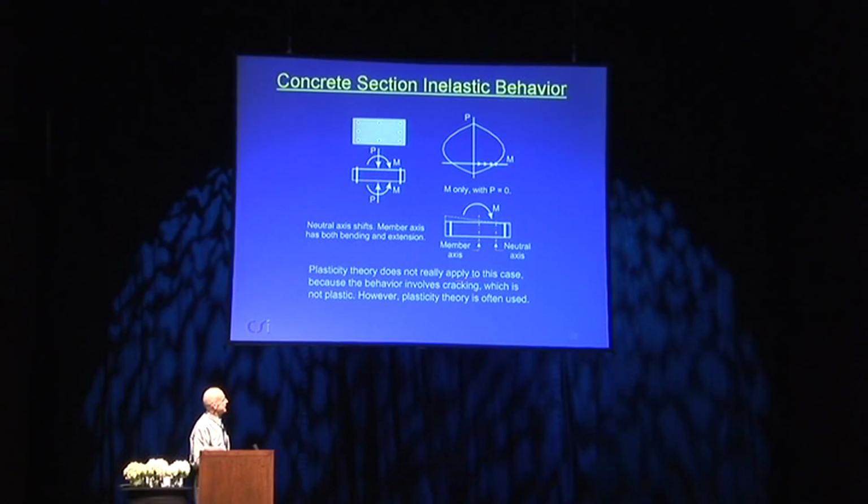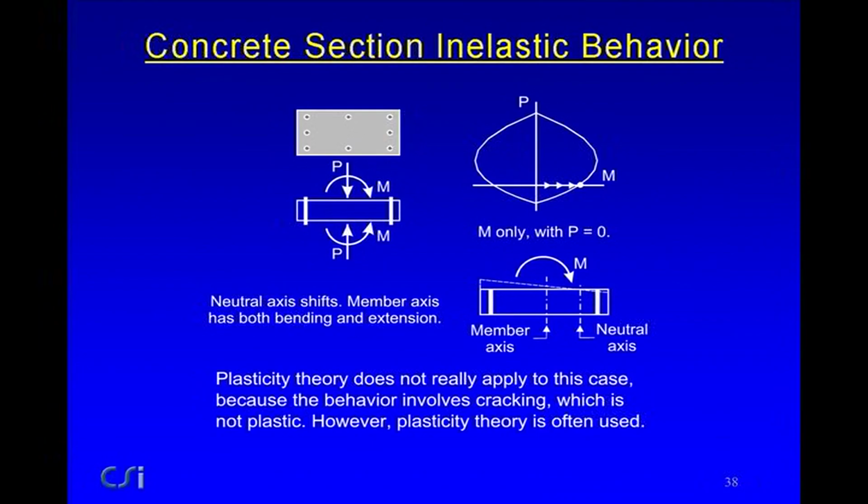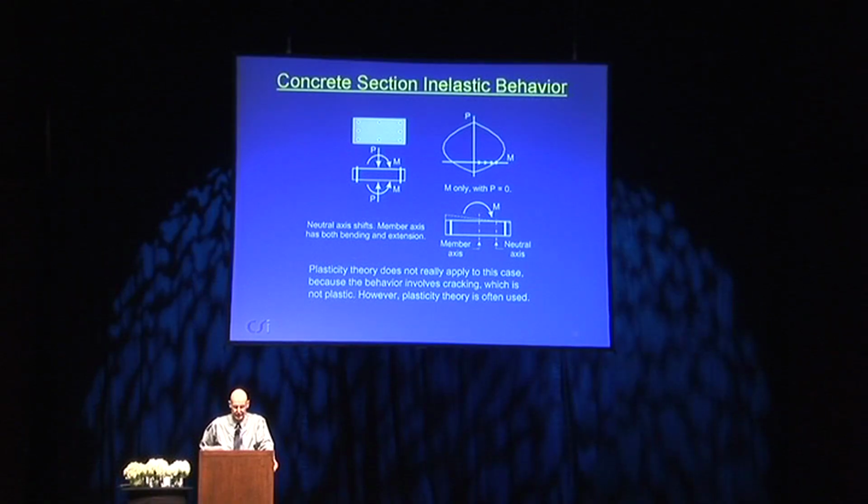Now, the reason why this happens in a reinforced concrete column is not because there's plastic behavior, it's because there's cracking. And plasticity theory applies if you have plastic behavior, and it doesn't apply to cracking. So strictly speaking, although you can apply plasticity theory to this type of PM interaction surface, you really shouldn't. However, we still do. And from a practical point of view, it's probably not bad, but strictly speaking, it is not correct.